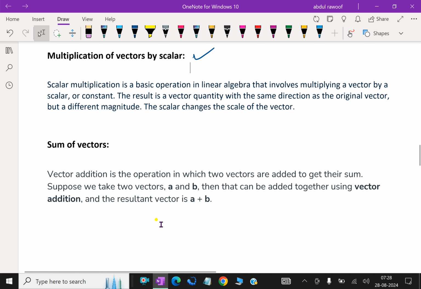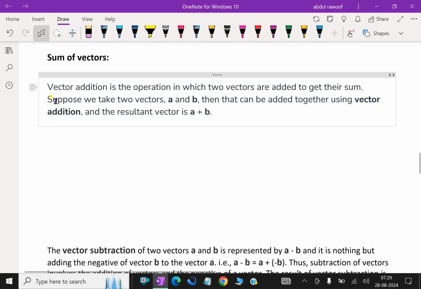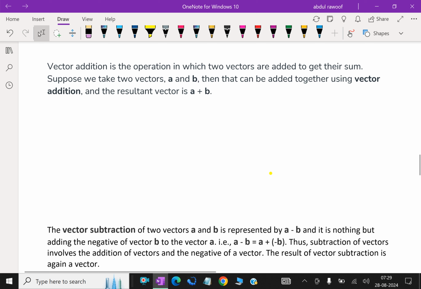Next is the sum of vectors. How to add two vectors? Vector addition is the operation in which two vectors are added to get their sum. Suppose we take two vectors A and B, then they can be added together using vector addition, and the result vector is like this. Look here, for example, this is vector A, this is vector B. Then the addition is like this, vector A plus vector B.